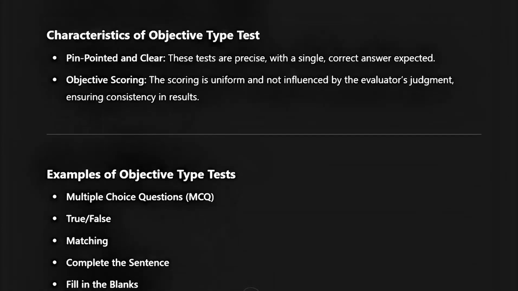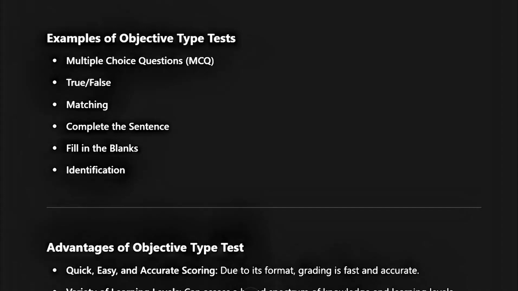Characteristics of objective type test: pinpointed and clear. These tests are precise, with a single correct answer expected. Objective scoring: the scoring is uniform and not influenced by the evaluator's judgment, ensuring consistency in results. Examples of objective type tests: multiple choice questions (MCQ), true or false, matching, complete the sentence, fill in the blanks, identification.